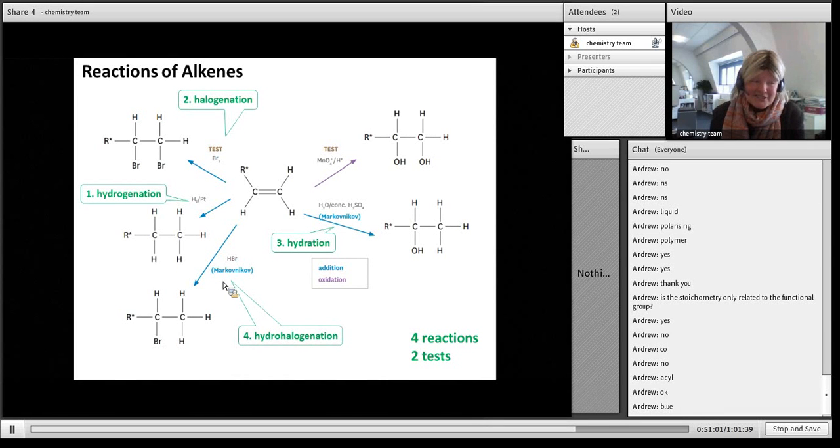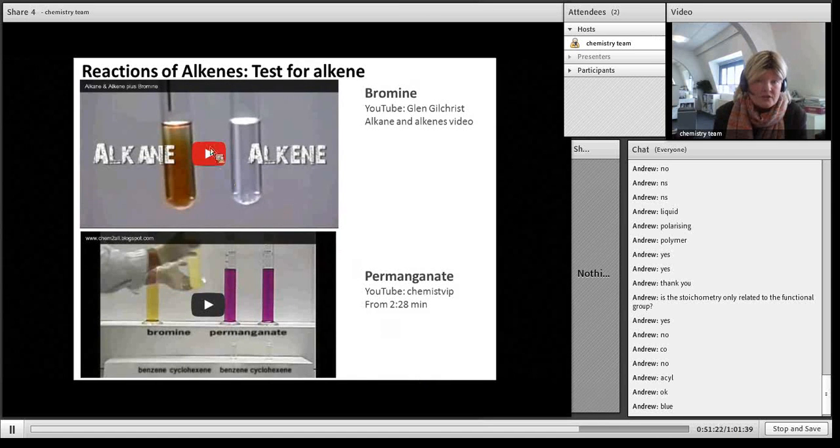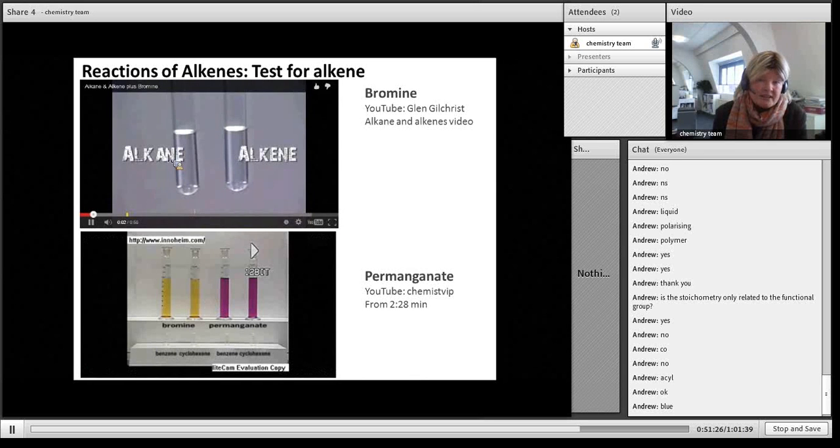So those are the 4 reactions. And then the 2 tests. So remember when we spoke about identifying what a substance is, and we had that flow chart, dissolving it in water and so on, and then testing it. To test if something is an alkene, you can either use bromine, so I'll get both of these going at the same time. So what we've got is alkane and alkene, and we're going to be adding bromine to it.